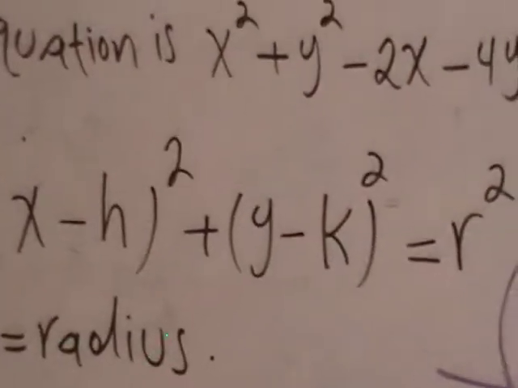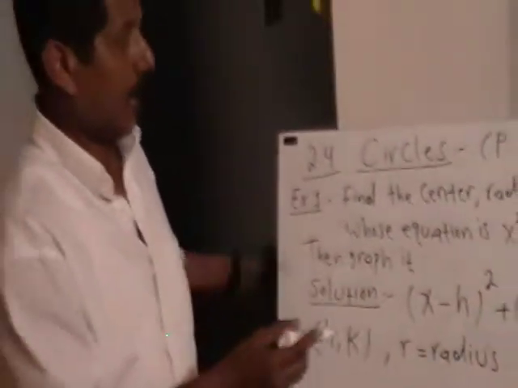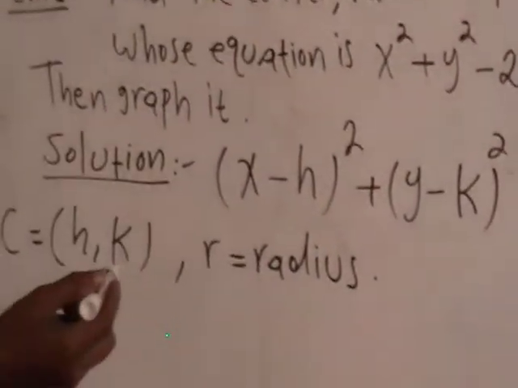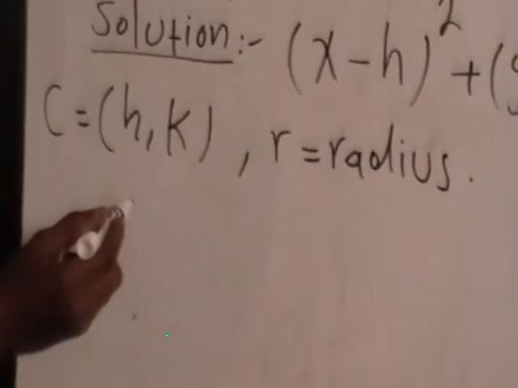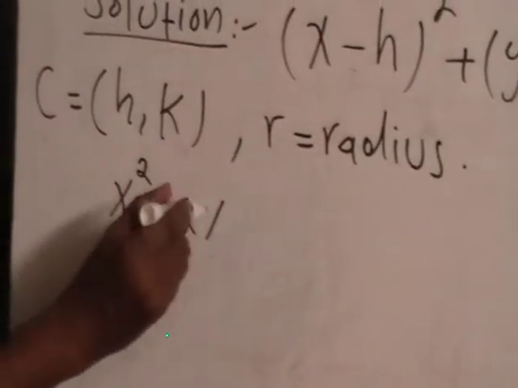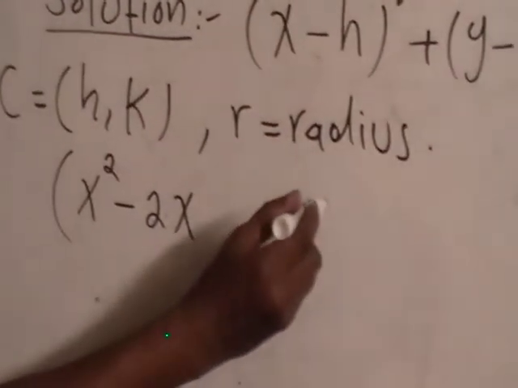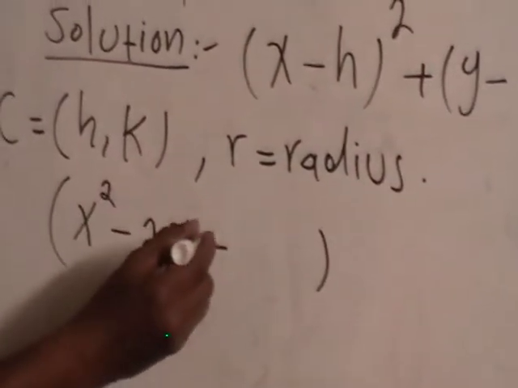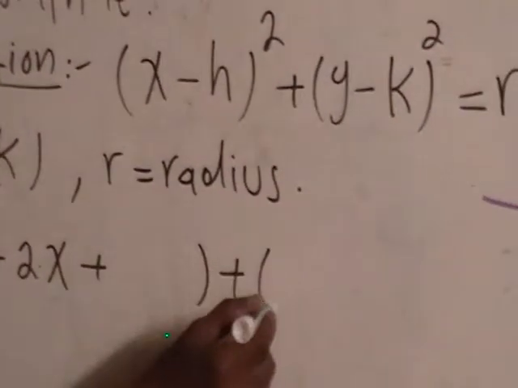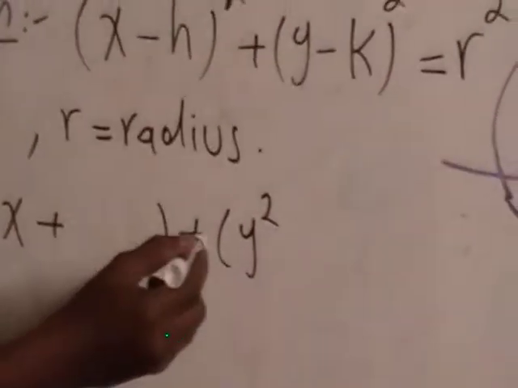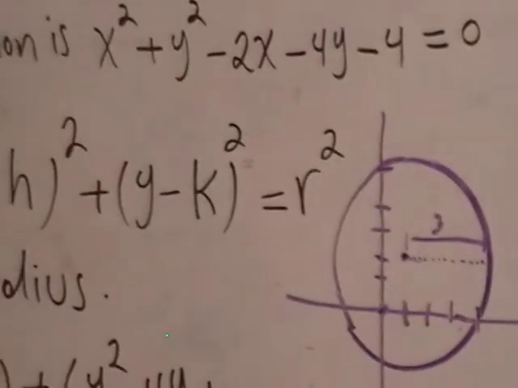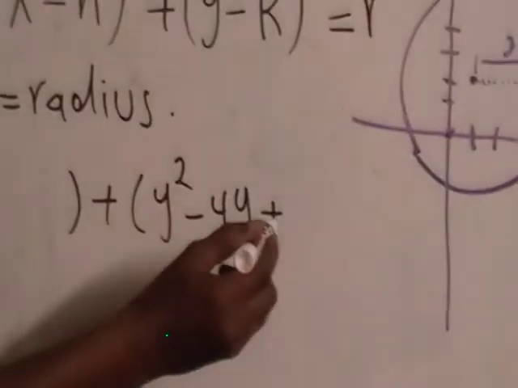I will perform what we call completing the square for the x terms together and the y terms together. So let me do the following. First of all, let me collect the x terms together. So I have x squared minus 2x, and I'm going to leave some room here to add some number. Let me also collect the y terms together. So y squared minus 4y, and plus, and I will leave room here for some number to be added soon.